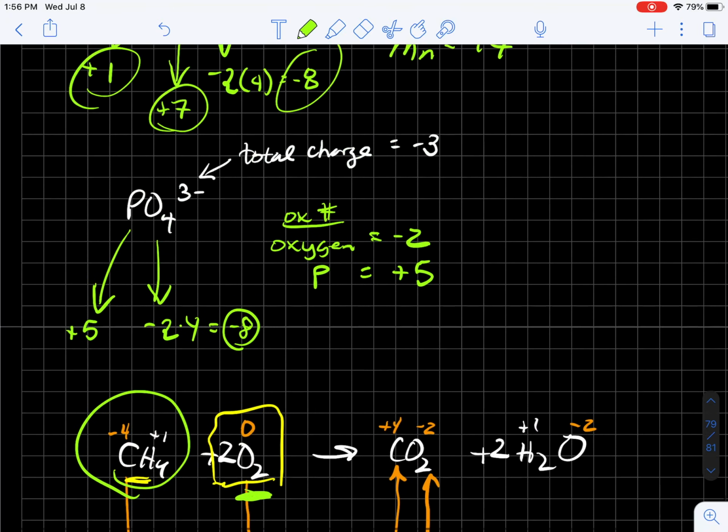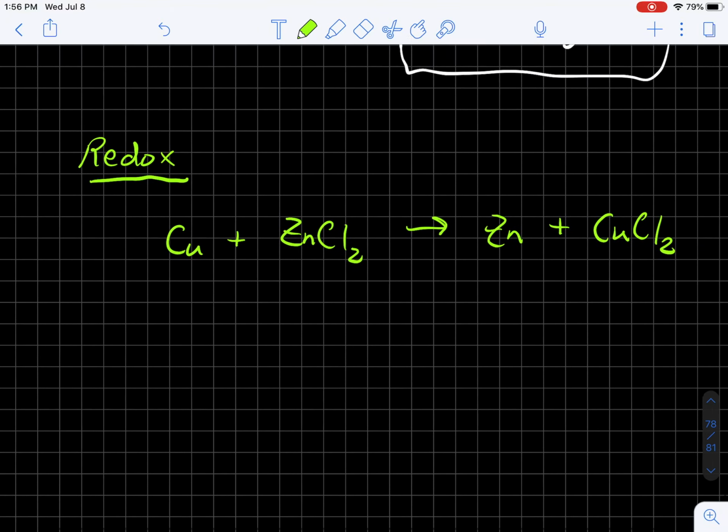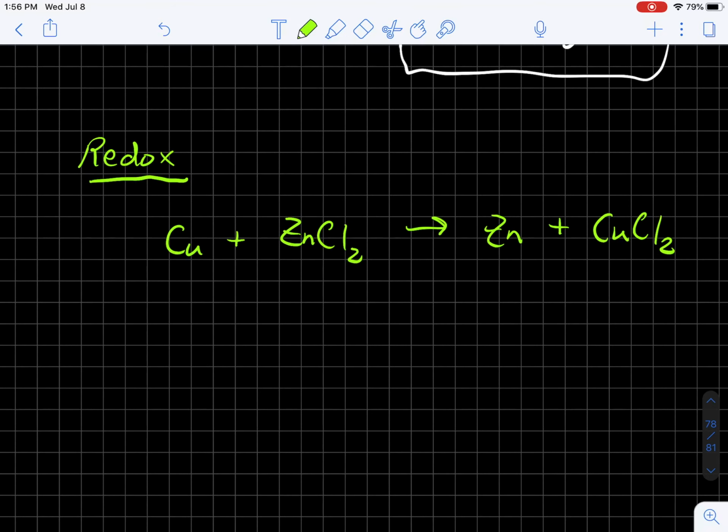All right, we'll come back to neutralization in just a second. Let's take a look at another example here. Suppose I have this single displacement reaction, and they want you to find out, first of all, what is oxidized, what is reduced, what is the oxidizing agent, and what is the reducing agent. So go ahead and pause and work that out. I'll wait for you. Hey, I'm back.